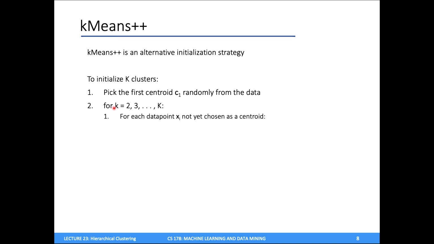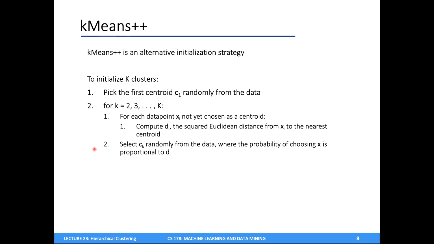Okay, so to pick the centroid C sub k, little k here, we're going to look at every data point that we have not yet chosen as a centroid. So we look at every single data point. And for each of these data points, we're going to compute a distance, d sub i, which is the squared Euclidean distance from that data point, x sub i, to the nearest centroid that we've already chosen. So if I've picked only the first centroid so far, I compute the distance between all of my data and that first centroid, and those distances are d sub i, so 1 distance per data point.